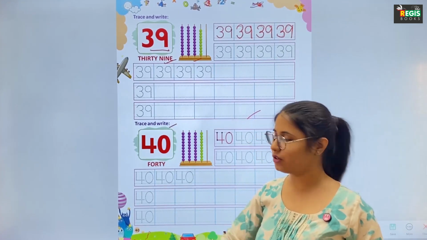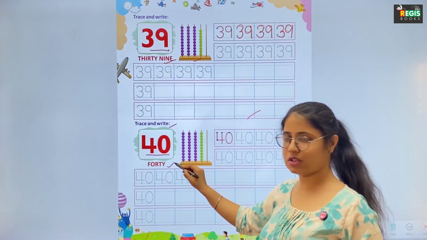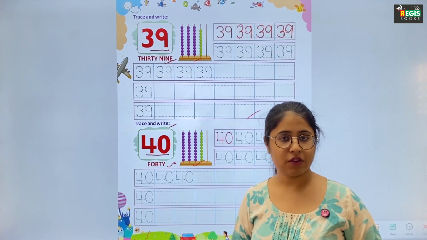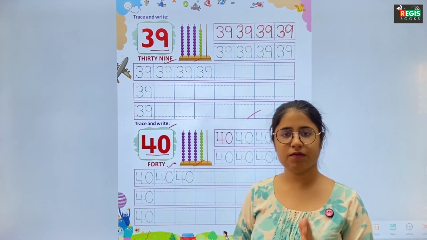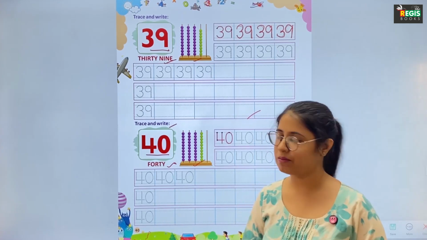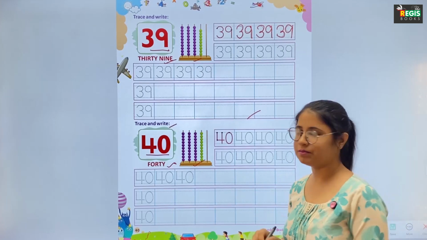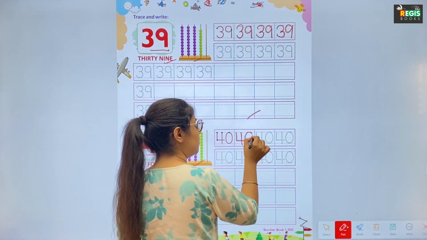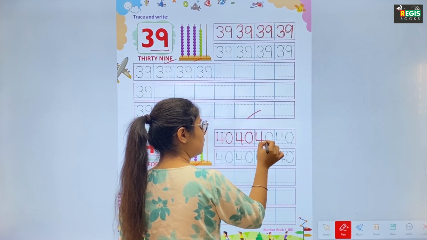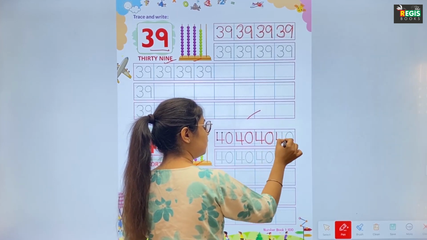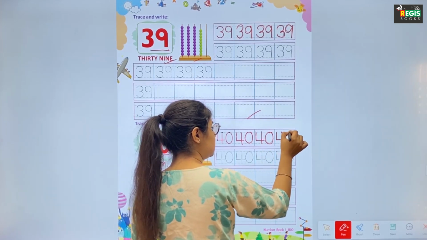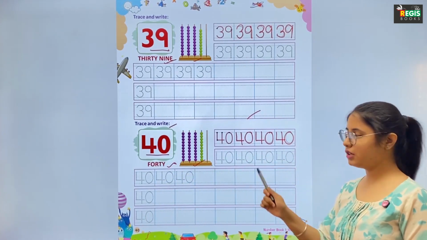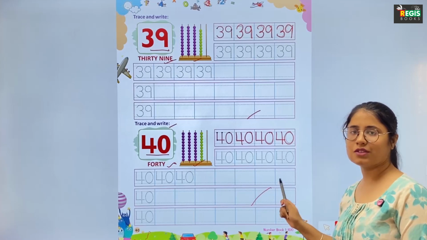Trace and write 4, 0, 40. These are total 40 balls. And we write the number 40 by writing 4 and 0 together. So let's trace with me. First write number 4, then 0. 4, 0, 40. And kids, similarly, you will write the number 40 in the rest of the boxes to practice it.